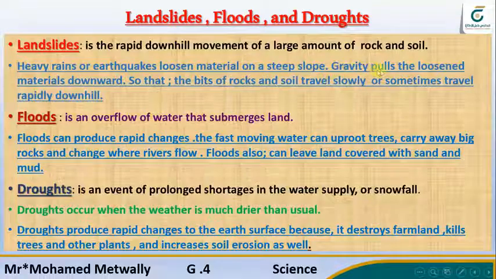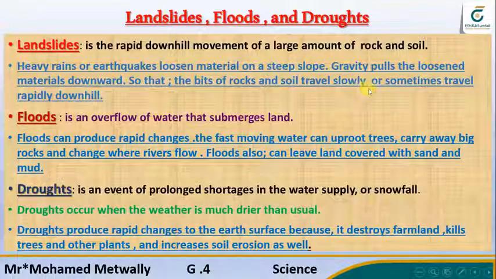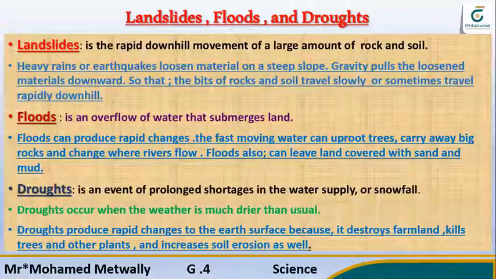Then gravity pulls the loosened material downward so that the bits of rocks and soil travel slowly, or sometimes rapidly, downhill. That's why we call it landslides. Understand? Sure you do.